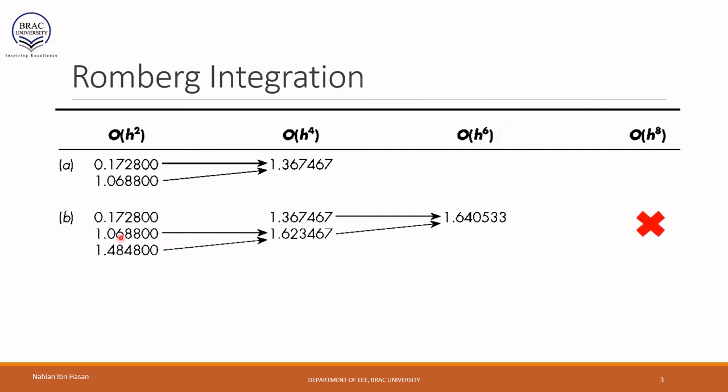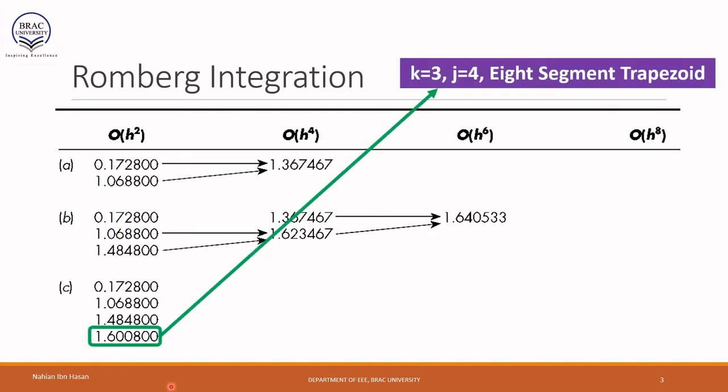Okay, so now let's see if I have 4 preliminary results. Now the last term we have is the term with 8 segment trapezoid, that means j equal to 4. So if j equals 4, this is the third level of Romberg integration, that's why k equals 3. So if k equals 3, I can actually go until the order of accuracy 8. That means I can get a value in this column.